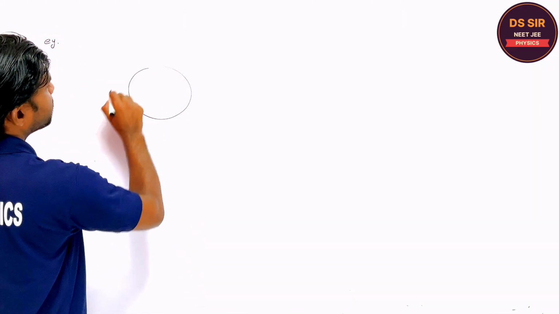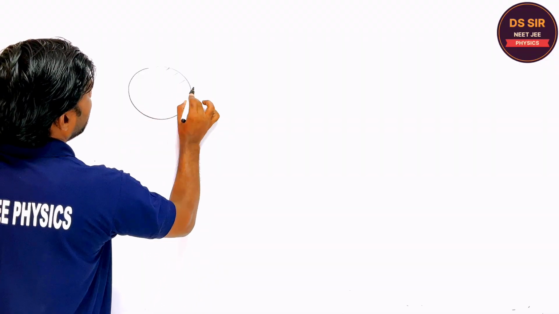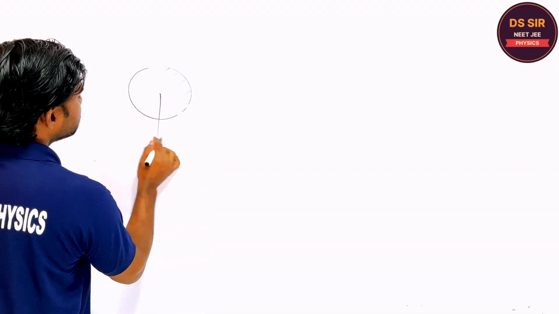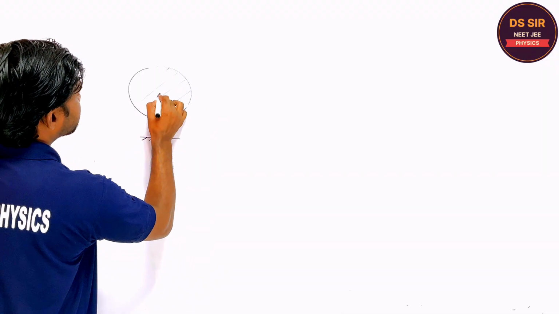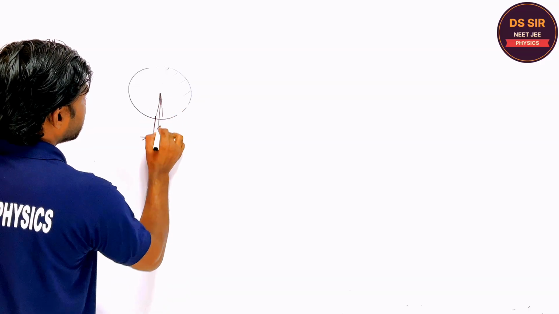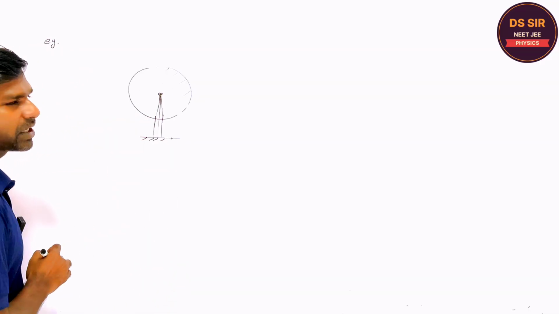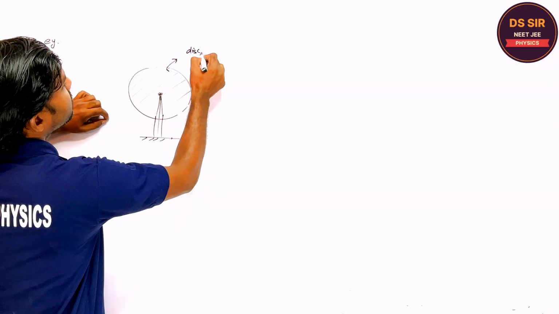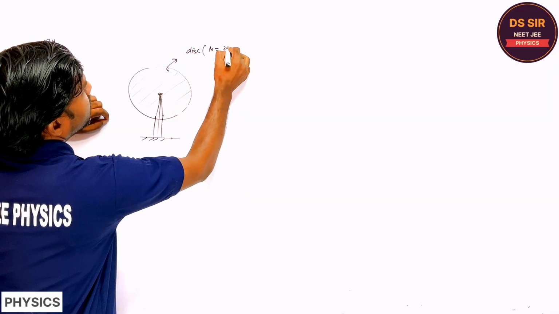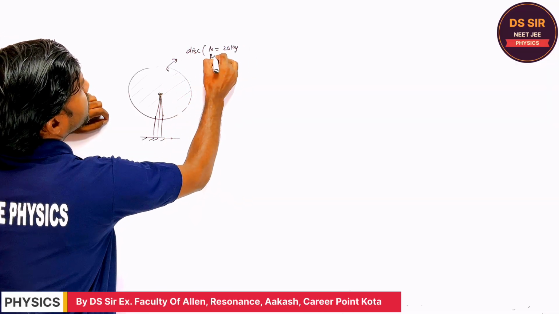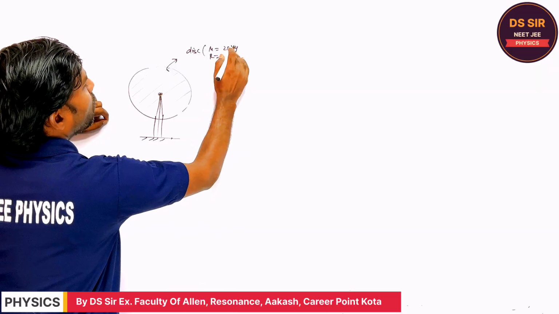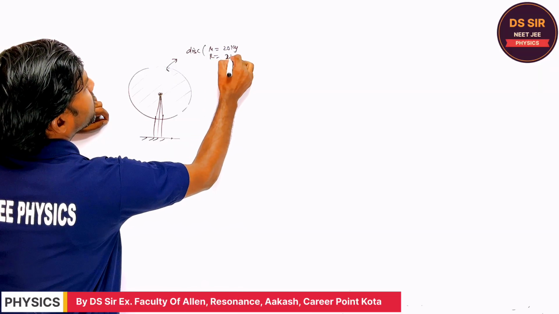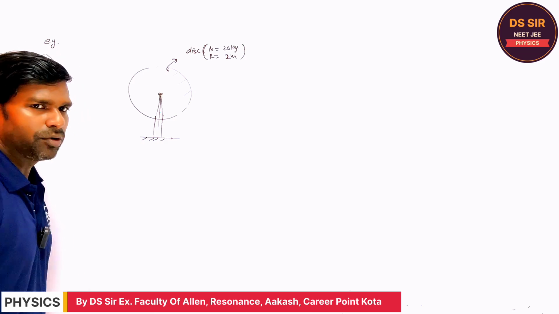Suppose this is the disc, and this disc is fixed about this axis, like this. This is the fixed axis, the axis of rotation. The mass of the disc is, suppose, 20 kg and the radius is, suppose, 2 meter. Is it clear or not?